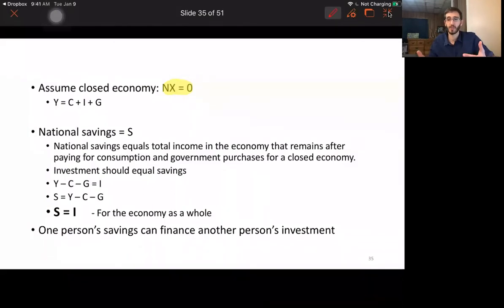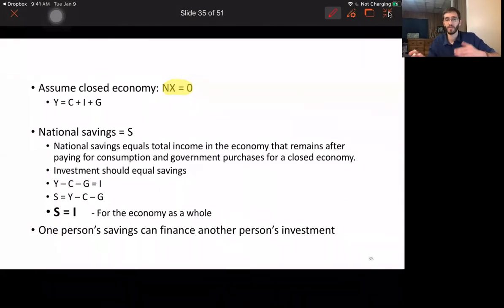Now, the second assumption we're going to learn here, wrapping it all up, is that we know the financial system connects borrowers and savers. We also highlighted that to have borrowing, to have lending, to have investment, there must be somebody saving. So the assumption here is that one person's savings can finance another person's investment. So we're going to assume here that national savings is going to equal the total investment in an economy.